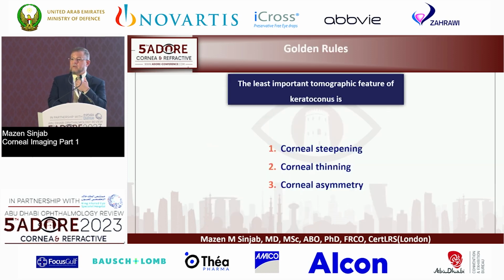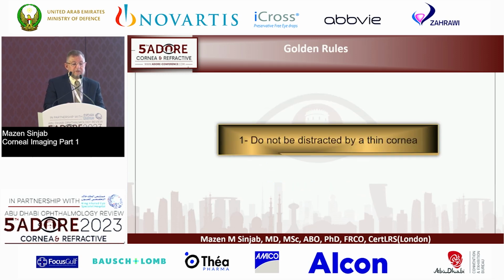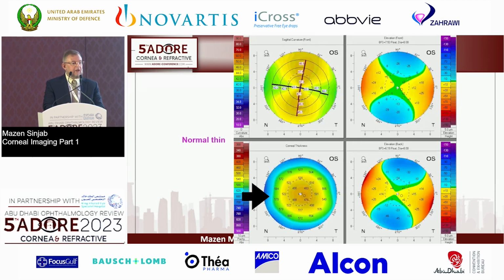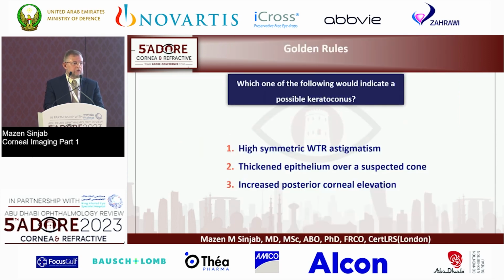I'm asking you now some questions, but no need to answer because there is no time. Just think about the answer. The least important tomographic feature of keratoconus is thinning. This is the least important. Do not be distracted by a thin cornea and do not be deceived by a thick cornea, because this is a case of keratoconus with a very thick cornea, and this is a case of normal cornea but thin. So thickness does not say whether it is keratoconus or not.